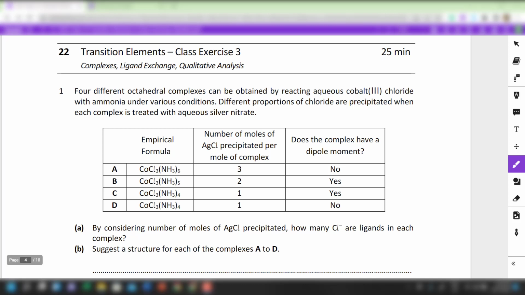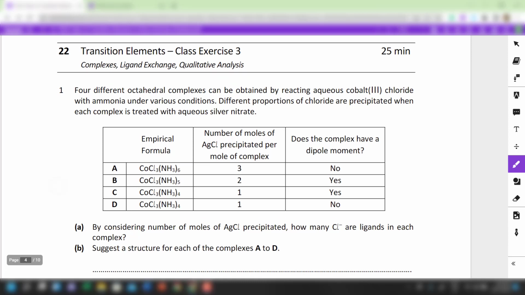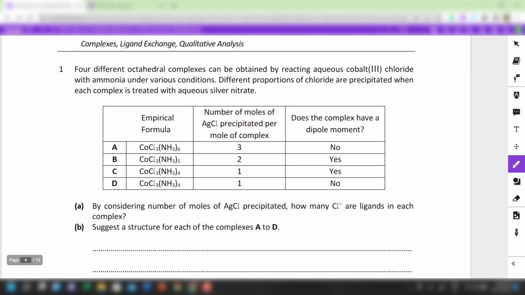Hello students, now we are looking at transition elements in class exercise 3. For the first question, we are told that we have 4 different octahedral complexes, so we need to take note of this term. We are looking at octahedral complexes obtained by reacting aqueous cobalt 3 chloride with ammonia under different conditions.